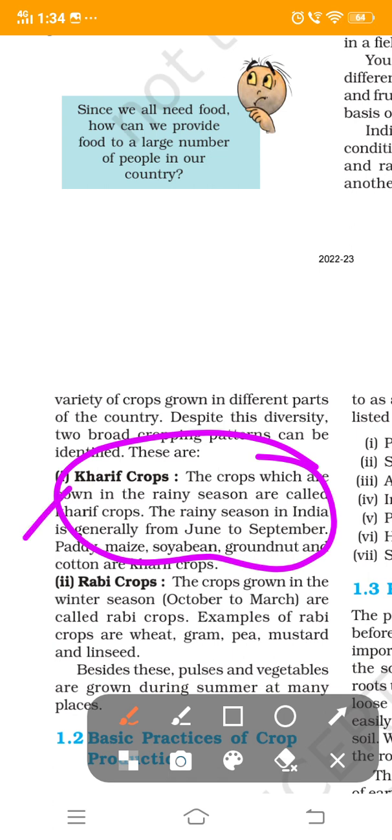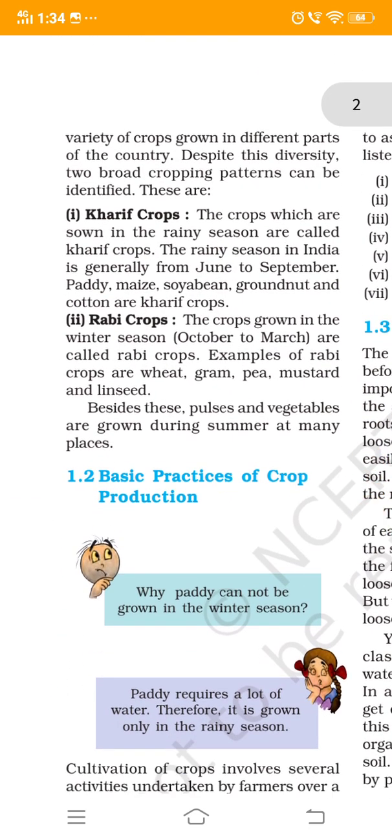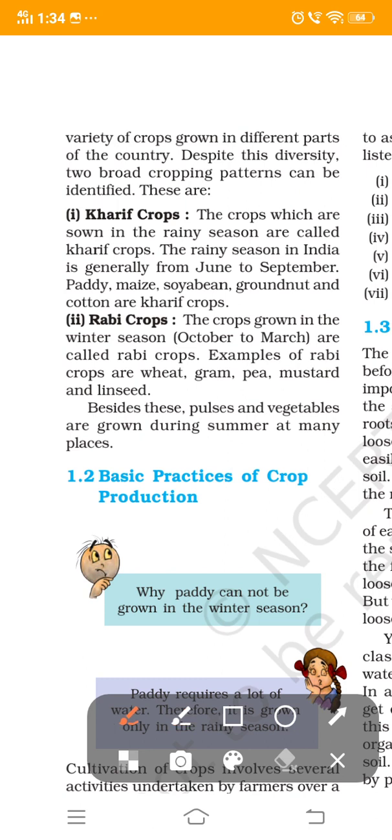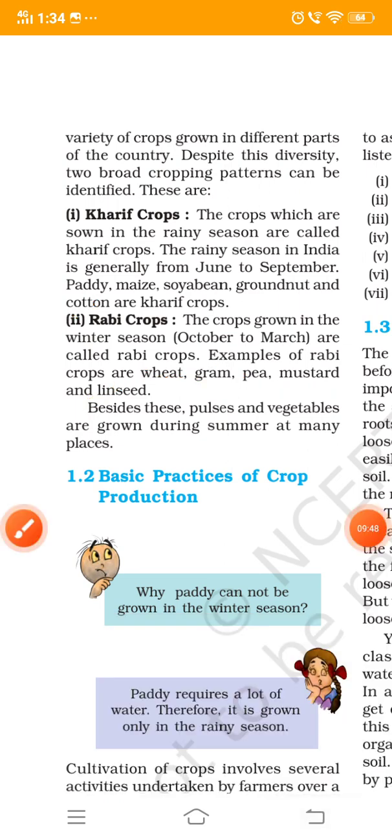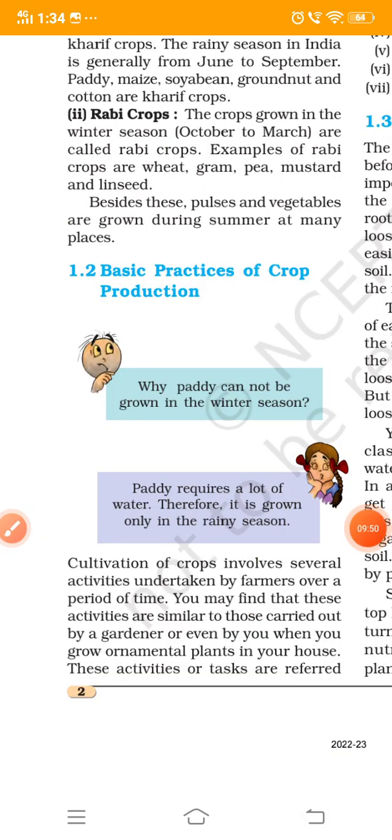Now Rabi crops. I think Rabi means winter, but let's read it. Crops grown in the winter season, October to March, are called Rabi crops. For example, Rabi crops are wheat, gram, pea, mustard, linseed, and so on. Mostly oily. Now why can paddy not be grown in the winter season? This is the question asked by Buju.